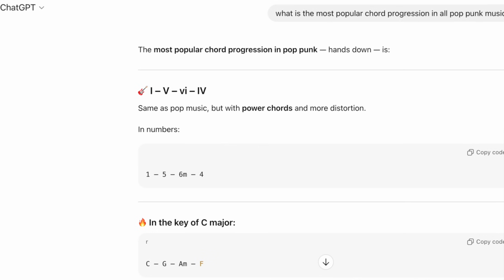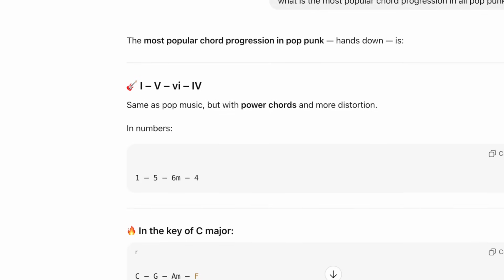And the list goes on and on. So this had raised my curiosity and made me want to really dig even deeper. So I asked ChatGPT, what's the most popular chord progression in all pop punk music? So we're talking about newer stuff now.